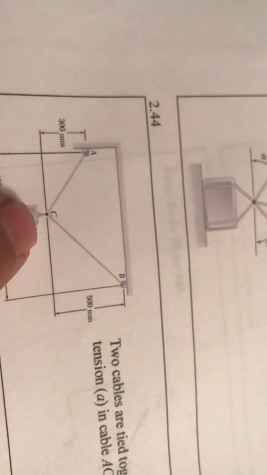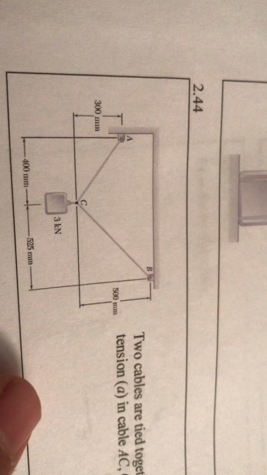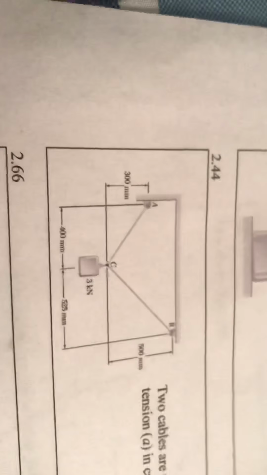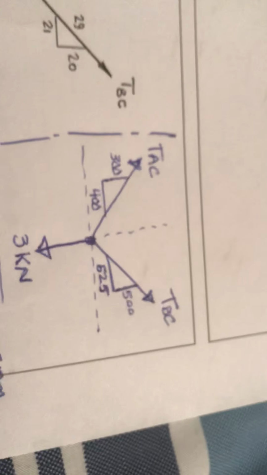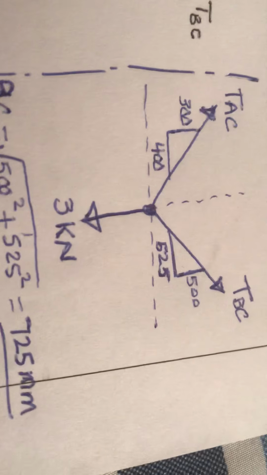So there's two cables and there's a load at point C. So he's saying two cables are tied together at C and are loaded as shown. Determine the tension in cable AC, in cable BC. So he needs the tension in cable CA and CB. Okay, let's look at this question. First of all, we have to analyze the question here.